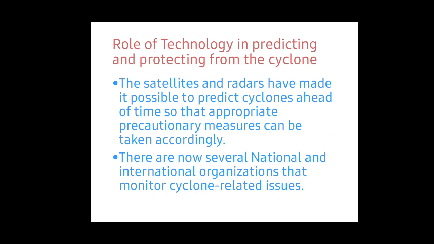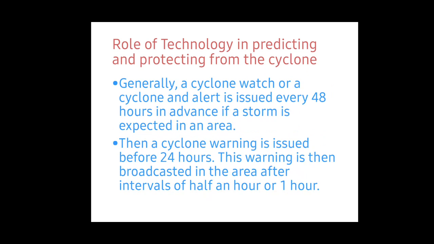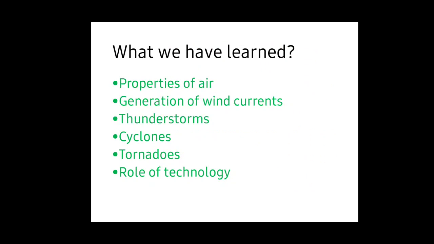There are now several national and international organizations that monitor cyclone related issues. Generally, a cyclone watch or a cyclone alert is issued 48 hours in advance if a storm is expected in an area. Then a cyclone warning is issued 24 hours before. This warning is then broadcast in the area at intervals of half an hour or 1 hour.